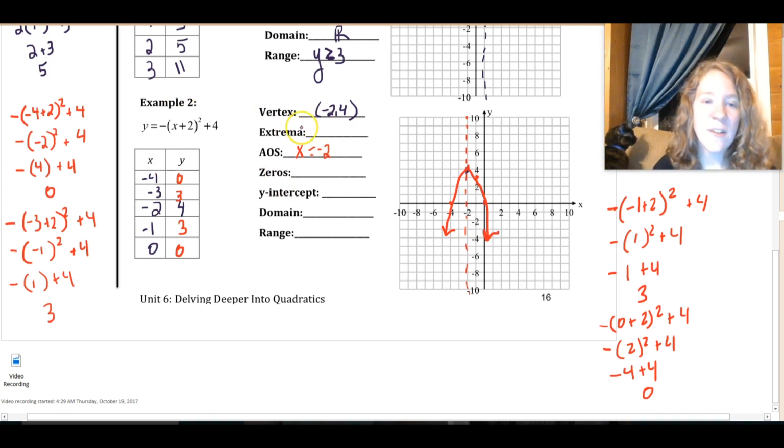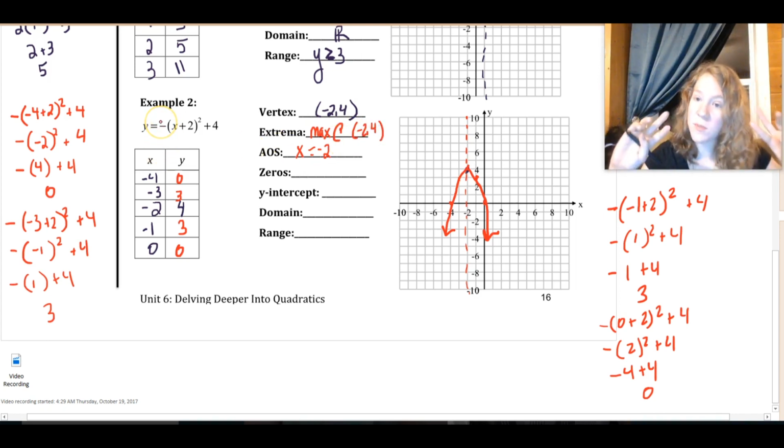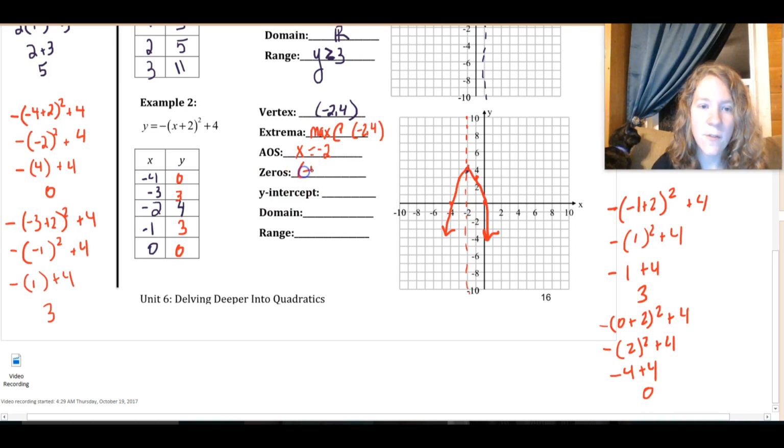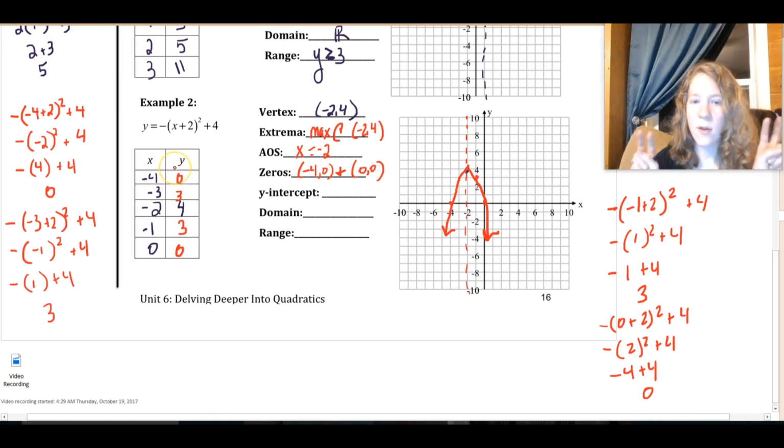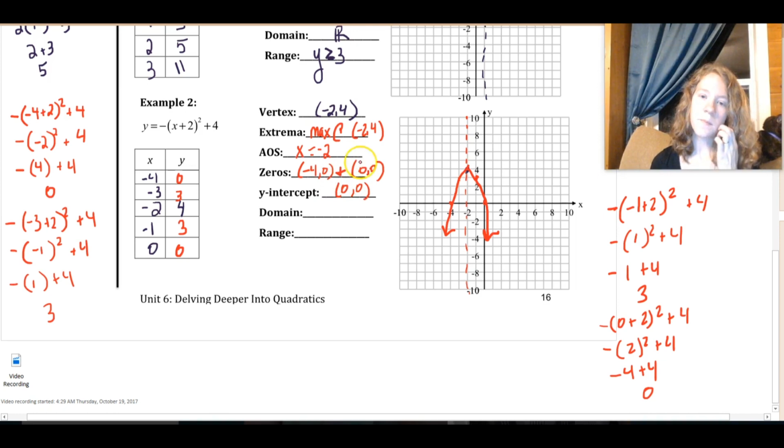So now let's fill in the other information. My extrema, I have a maximum point because it's at the top. My maximum point is at that vertex of -2, 4. I had a negative out front, which means I knew I was going to have a maximum point because this parabola got reflected. My zeros are at -4, 0, and at 0, 0. So anywhere I see zeros in the y, those are my points, but you can also see them on the graph. My y-intercept, also 0, 0. So that point's playing double duty here because I'm crossing the y-axis there as well.